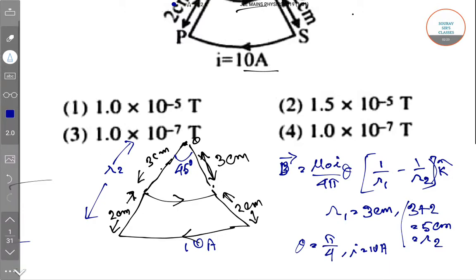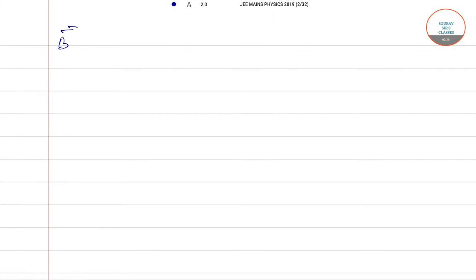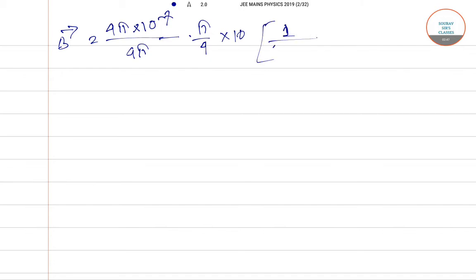So we can write B equals 4 pi into 10 to the power minus 7, this is the value of mu 0 divided by 4 pi, and theta is pi by 4 into I is 10, and the radius is in meter. 1 by 3 into 10 to the power minus 2 minus 1 by 5 into 10 to the power minus 2, in the direction of k cap.